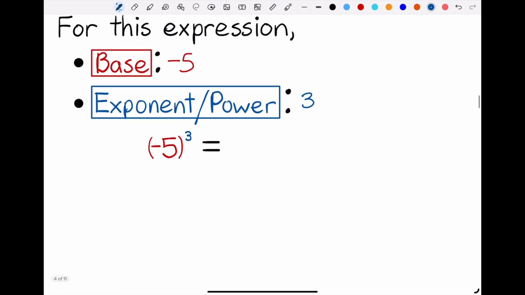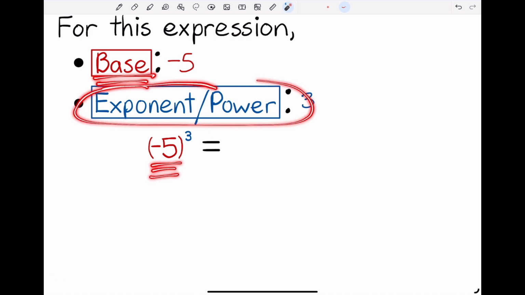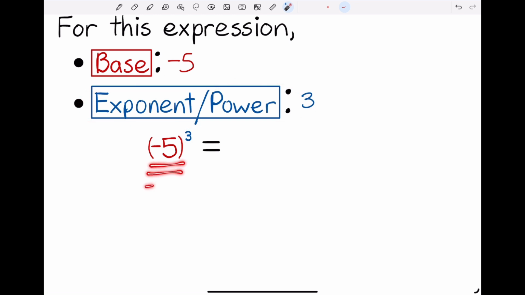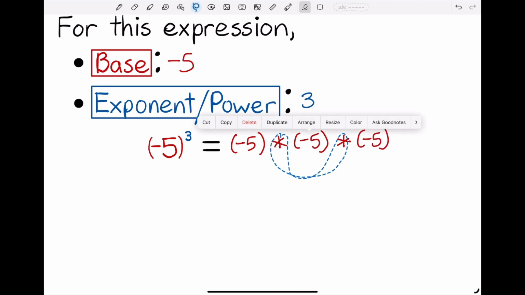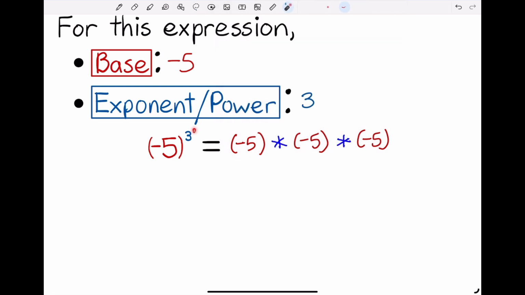So let's come over here. Since our base is negative 5 and our exponent or power is 3, this tells us we're going to multiply 3 negative 5's together. So we could write this as negative 5 times negative 5 times negative 5. And let's color the multiplication operators in a different color. So let's do that. And there you have it. We have just expanded negative 5 to the third power as multiplying 3 negative 5's together.